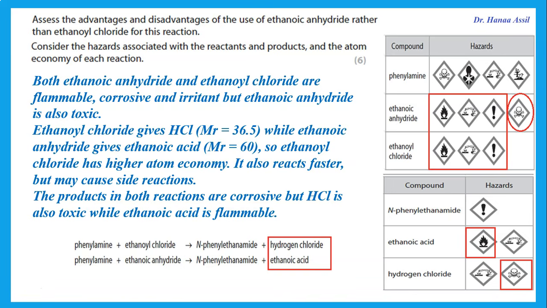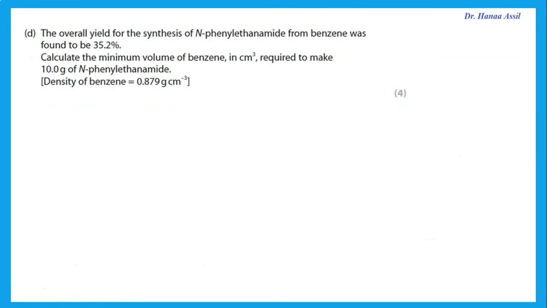Okay, so you need to write the answer in correct expressions. The overall yield for the synthesis of N-phenylethanamide from benzene was found to be 35.2%. So we are told that the yield is 35.2. Calculate the minimum volume of benzene required to make 10 grams of N-phenylethanamide.